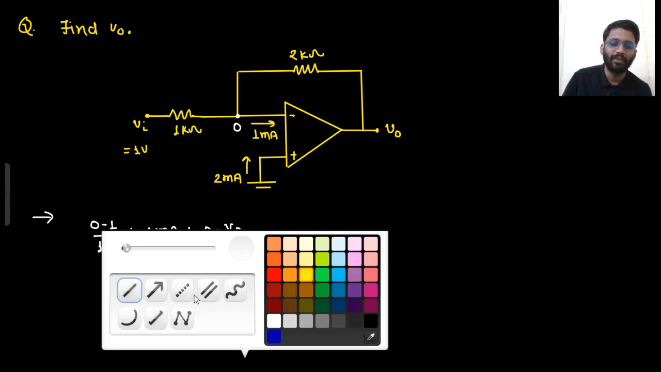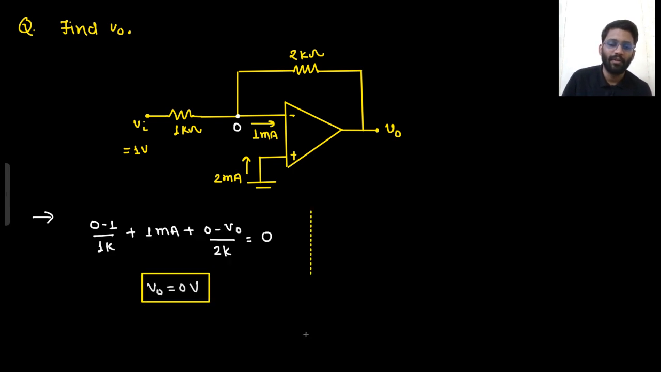If you had applied the superposition theorem, what would be your output? Only considering this 1 volt source, what would be the output? Minus RF by R, 2k by 1 into 1 volt, plus only considering this 1 milliampere and 2 milliampere, what would be the output?